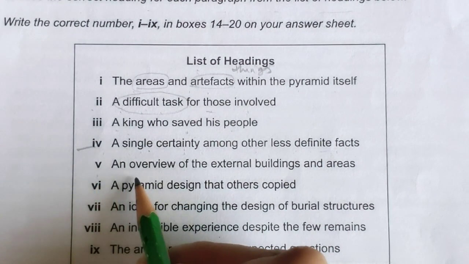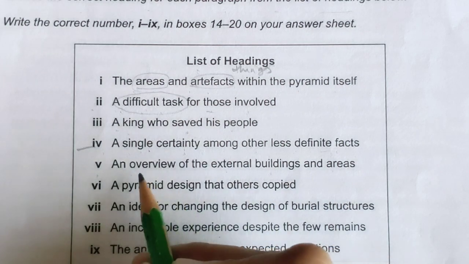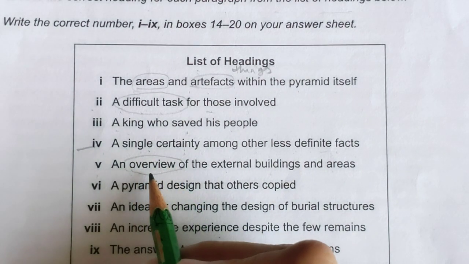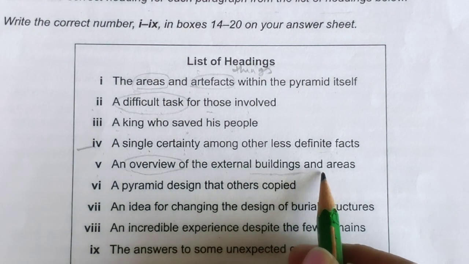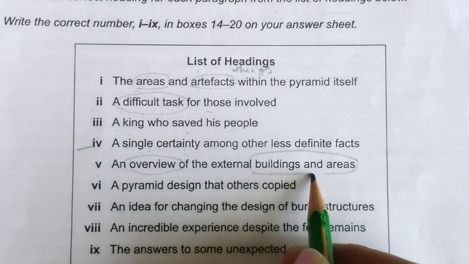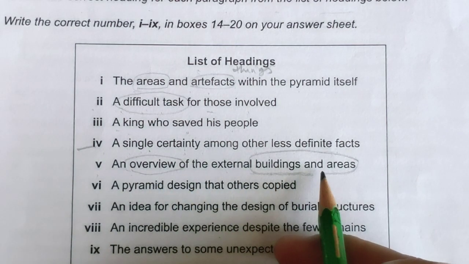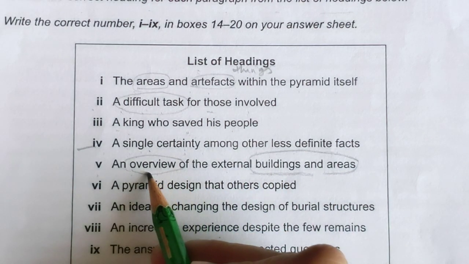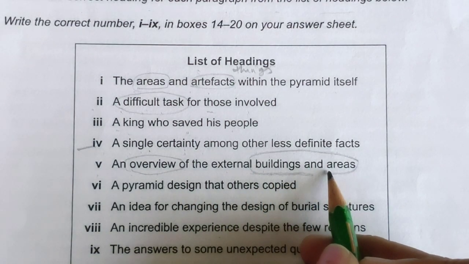Fifth number is an overview of the external buildings and areas. An overview, like an aerial view you can say, of external buildings and areas. So they may be talking about what kind of buildings and areas. That overview means they may be discussing the building structure, the building things available over there.